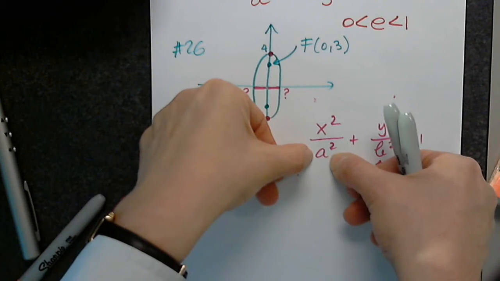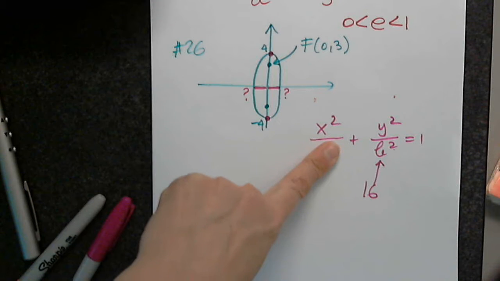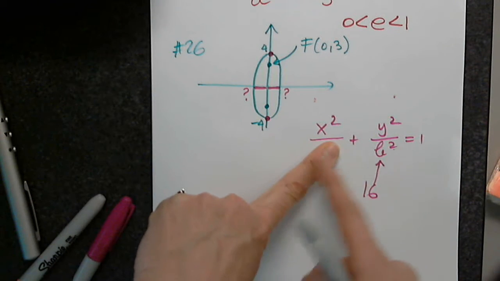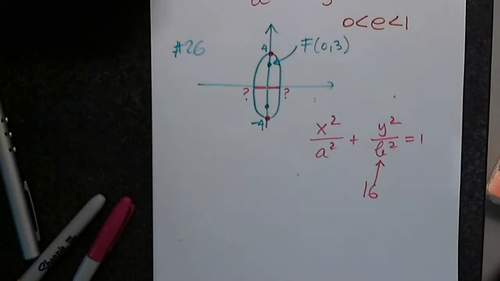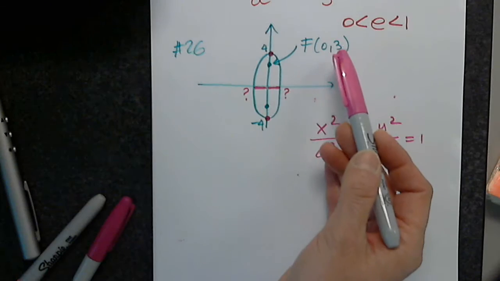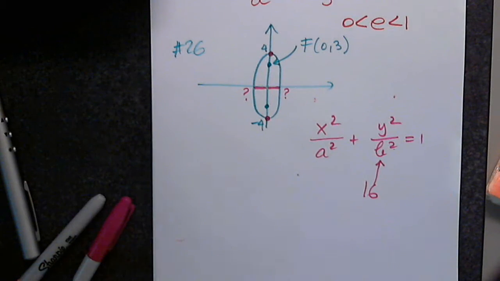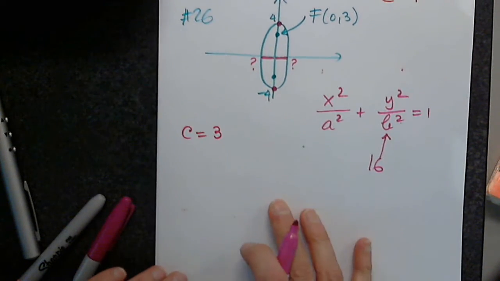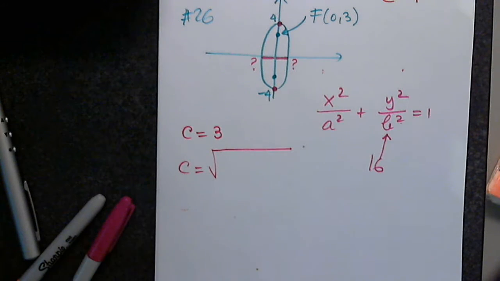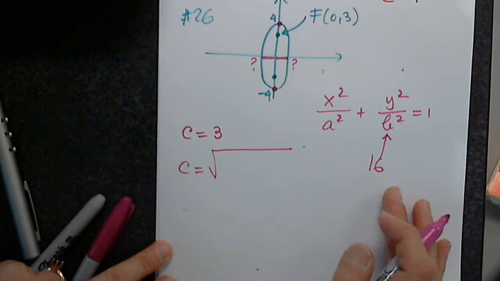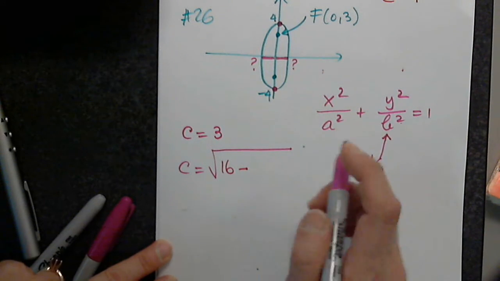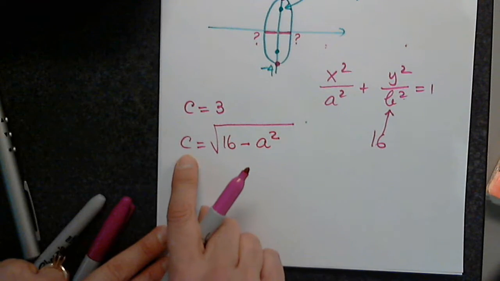Okay, this one I don't have yet. If I manage to determine this, I'm done, because that's all I need. I need to determine these two numbers and I'm done. I have the equation. I am, however, given 0, c. So c equals 3. And I know that c comes from a square root, and it has to be the square root of the larger number squared minus the smaller number squared. And what will I have under the square root? 4 squared, which is 16 minus this, which I don't have yet. But I know that c is 3.